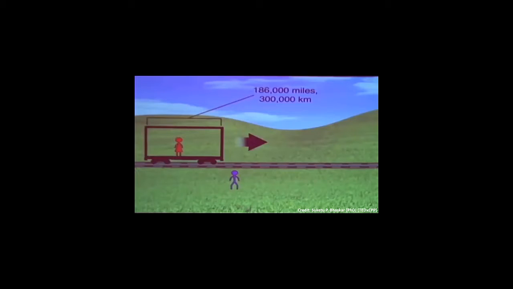Consider a train, right? Consider a train of length 186,000 miles or 300,000 kilometers, which is equal to 3 into 10 to the power 8 meter. Why I chose this number, you might be wondering. I chose this number because, as you know, the speed of light is 3 into 10 to the power 8 meter per second. Right? So, consider there is a train of length 3 into 10 to the power 8 meter.